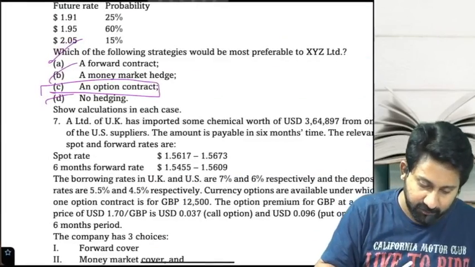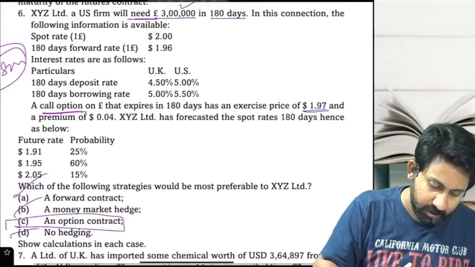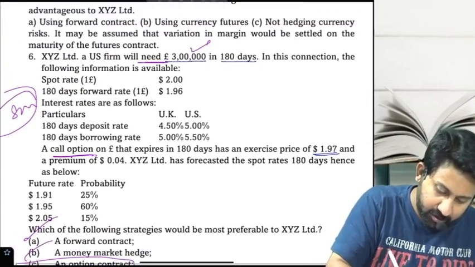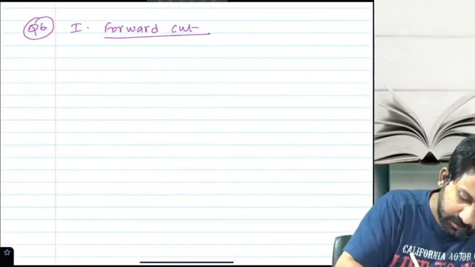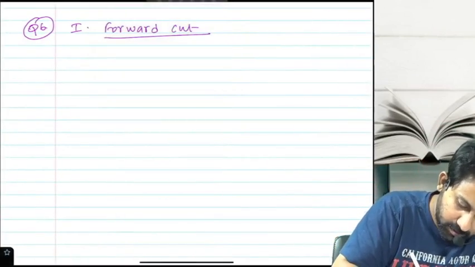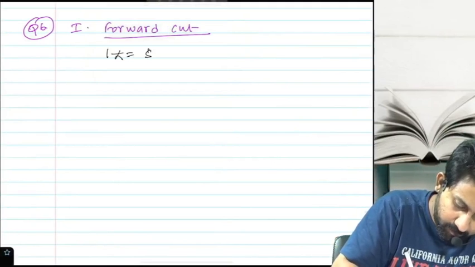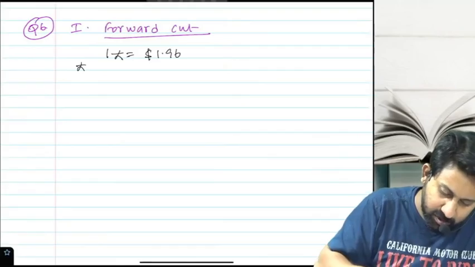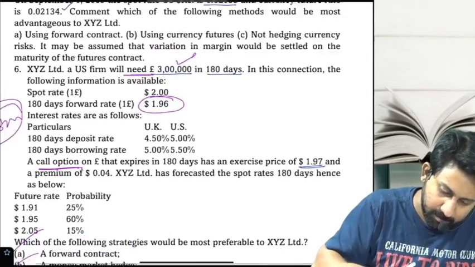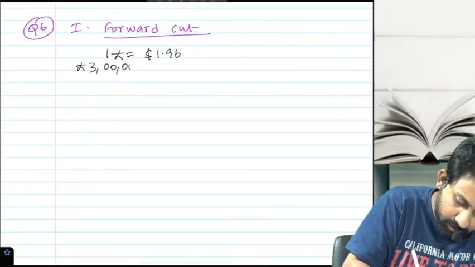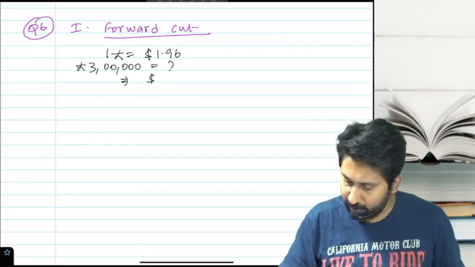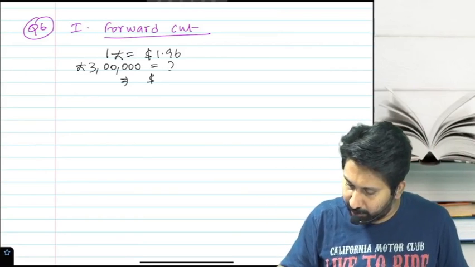Which contract? Forward contract. Okay. So tell me, what is the forward rate? $1.96. Pounds, how much? 3 lakhs. Do 3 lakh into 1.96.